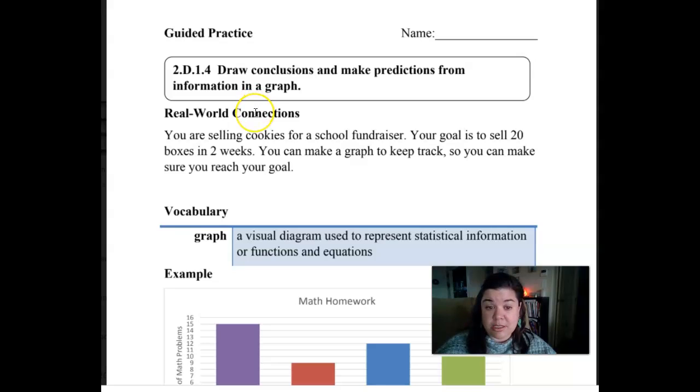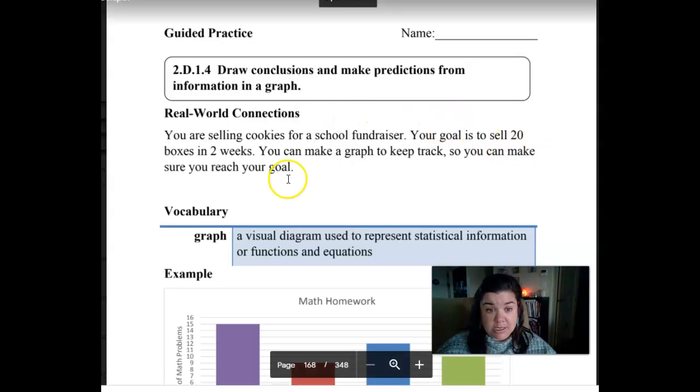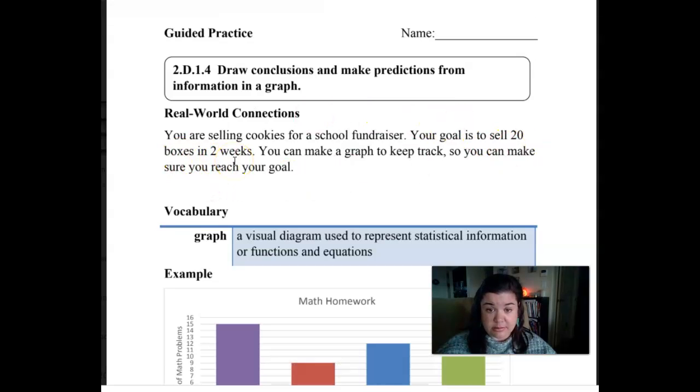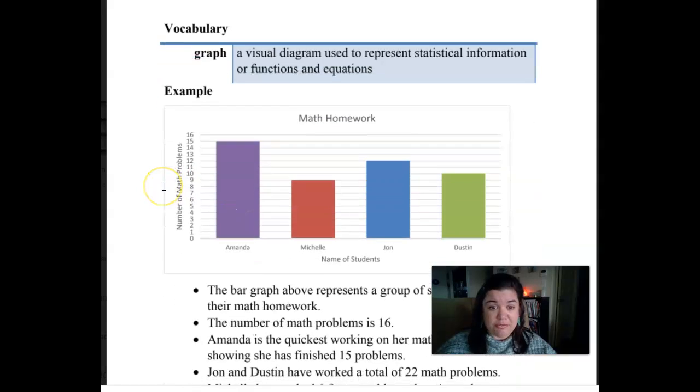Well, let's say that we're selling cookies for a fundraiser. And our goal is to sell 20 boxes in 2 weeks. So you can keep a graph to keep track so that you can make sure that you reach your goal. That's just one example. So here's our graph. Remember, a graph is just a visual diagram used to represent some information.